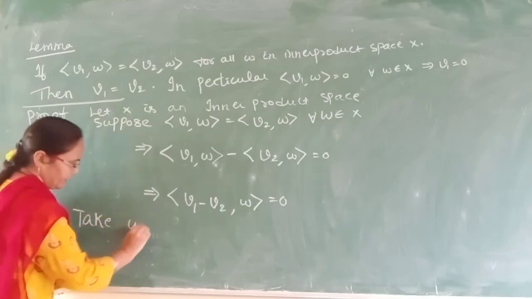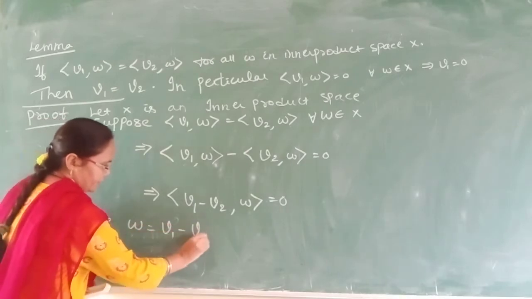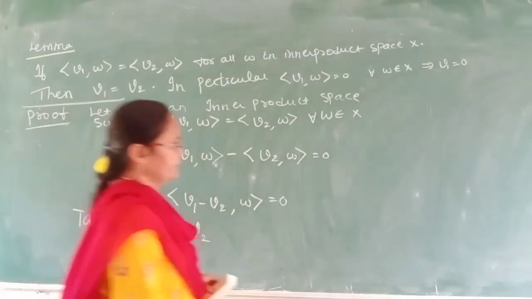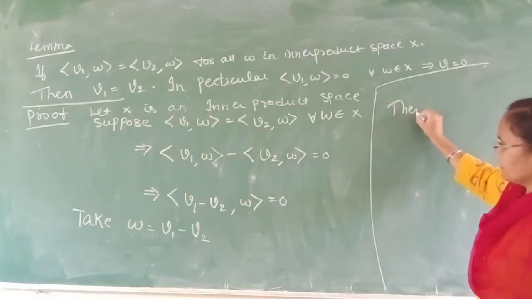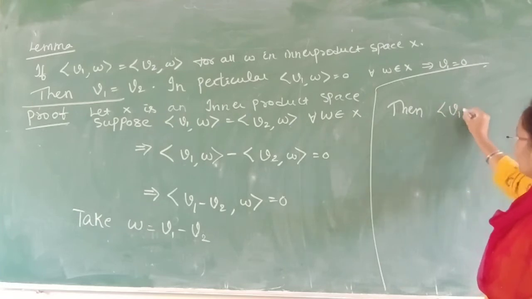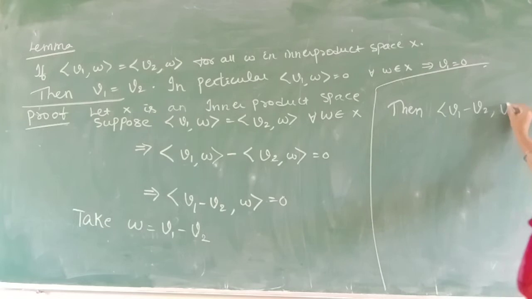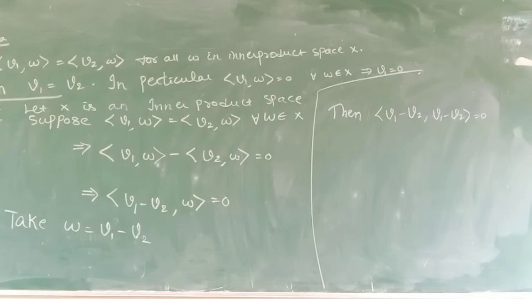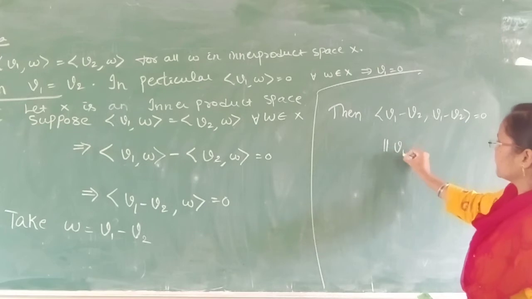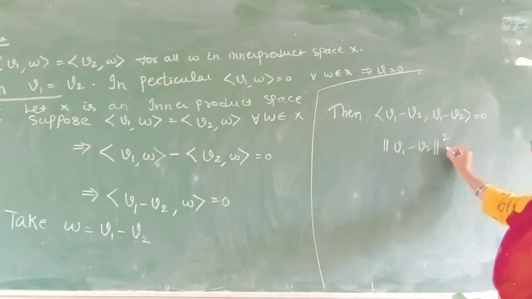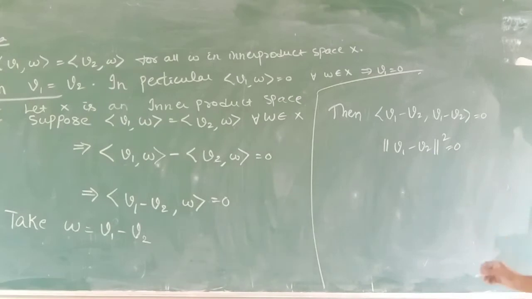Take W is equal to V1 minus V2. Then see the continuation. Then the inner product of V1 minus V2 comma V1 minus V2 is equal to 0. So in place of W we have to substitute the value. Next, the inner product of X comma X is norm X squared, so the norm of V1 minus V2 whole squared.